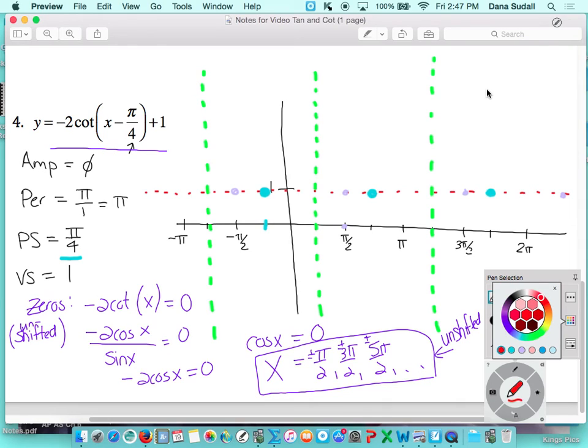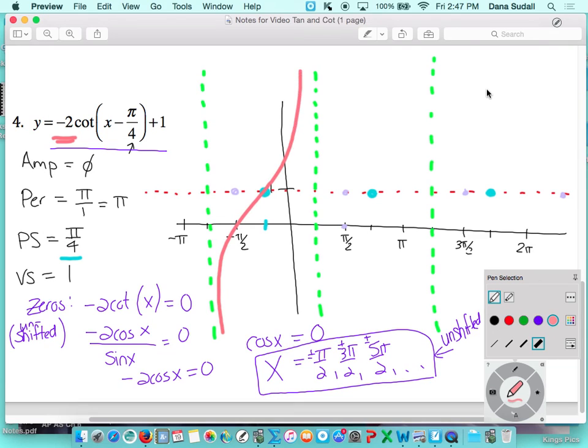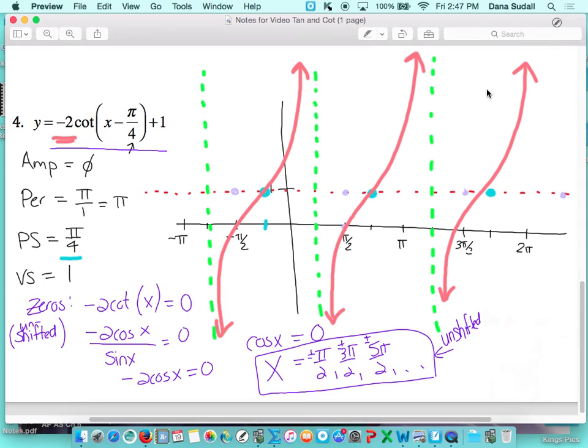And then my equation was negative 2 tangent. So if I have negative 2 tangent, tangent usually decreases from left to right, so a negative 2 will make this graph increase from left to right. Here we go. We did a super hard equation. No worries.